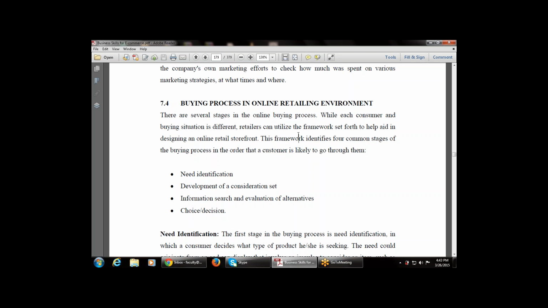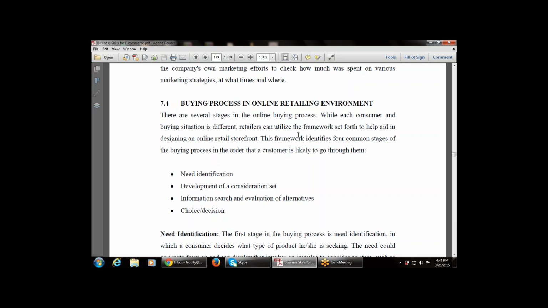While each customer and buying situation is different, retailers can utilize the framework set forth to help aid in designing an online retail storefront. As you know, every customer and buying capacity is different. This framework identifies four common stages, that is, the different stages available for buying in the online retail environment, how different persons can buy products in the online retail environment. So what are the four stages available in the online retail environment?